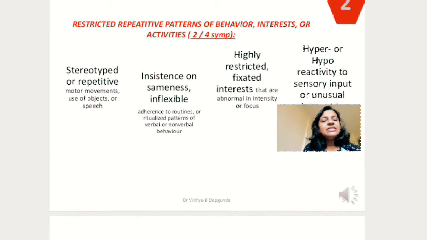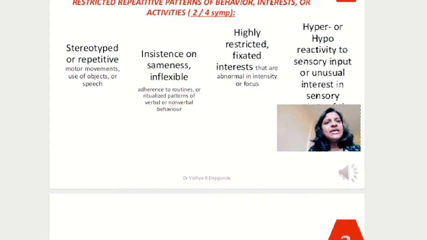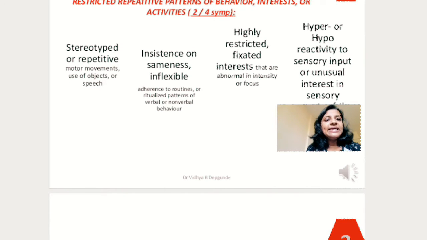The third thing is he will have highly fixed interest in something, and the intensity of focus, the amount of concentration he puts into those things, is very abnormal. Like he will keep on watching the fan, he will keep on spinning objects, and he will focus on that thing for an unusual amount of time, and the child should be doing it on a regular basis to qualify under this third point.